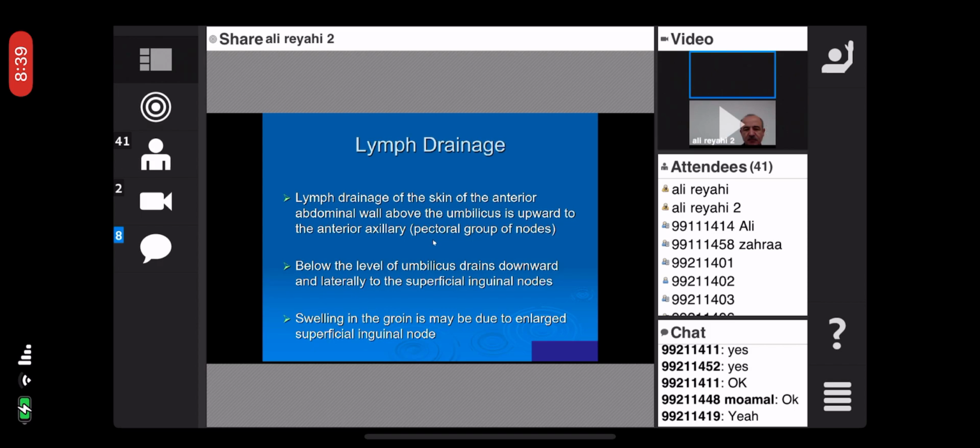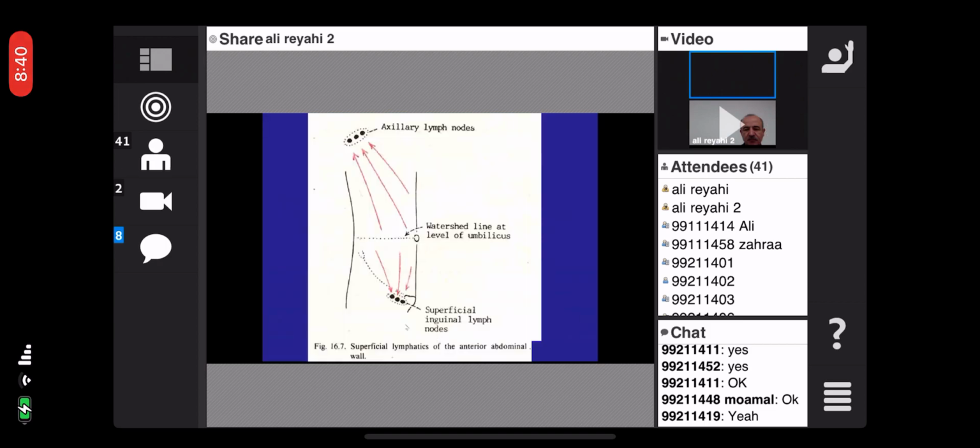It's called the pectoral group because it lies near the pectoralis muscle group of nodes. And below the umbilicus, the lymph drains to under the inguinal ligament. It's called the superficial inguinal nodes. Swelling in the groin may be due to enlarged superficial inguinal nodes.